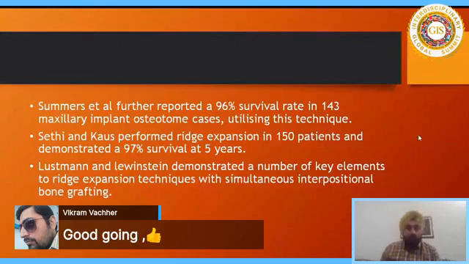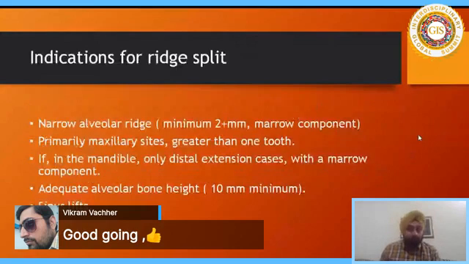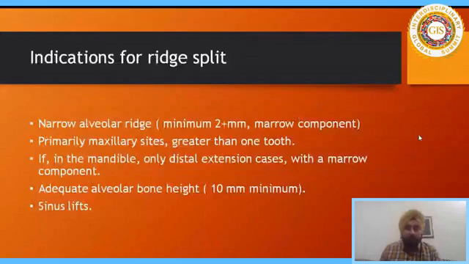The indications for ridge split are a narrow alveolar ridge, which has to be minimum 2+ mm and has to have a marrow component. Primarily, it is indicated for maxillary sites and for greater than one tooth. In the mandible, only in distal extension cases do we do a ridge split, and that too, the bone has to have a narrow component. Adequate alveolar bone height, it has to be 10 mm minimum. Along with sinus lift also we can do a ridge split.